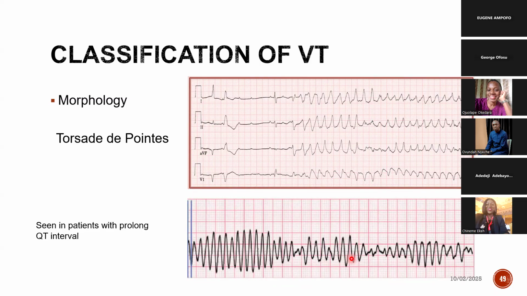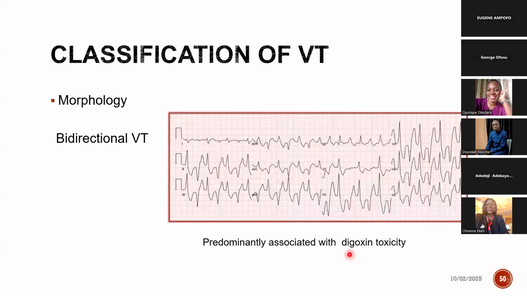Again, we have torsades de pointes, which means twisting around the point. And this is usually seen in patients with prolonged QT interval. The way we can identify this is you see ventricular complexes of different lengths, and you get to a point when it becomes almost non-existent, and the cycle starts all over again, as if the paper is being twisted at a particular point. So that's torsades de pointes.